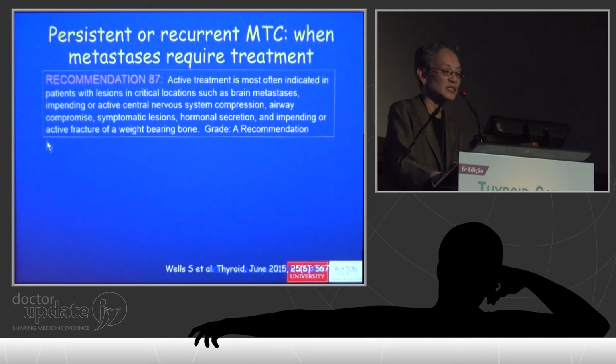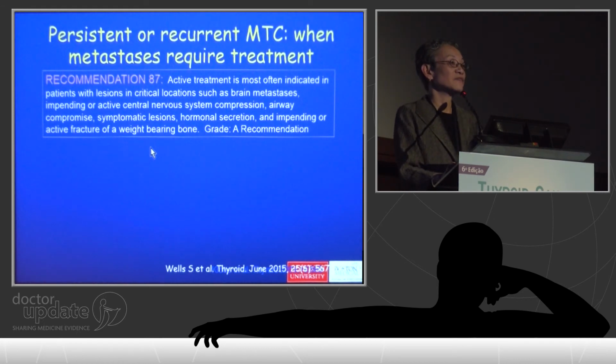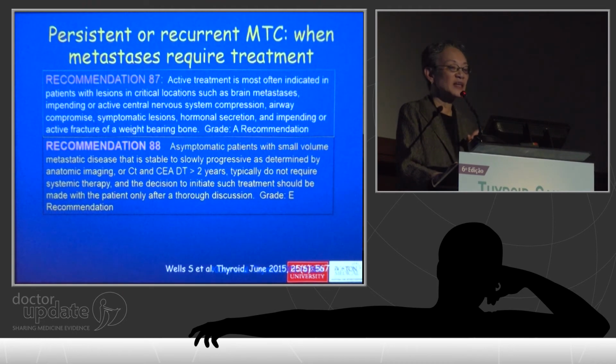So in terms of the recommendation of how you manage patients, treatment is indicated if the patients have lesions in critical places, in the brain, in the femur, in the spine, someplace that if there were progressive disease, the patient would have a significant morbidity or mortality. If asymptomatic patients have small volume disease, and that's where many of our patients are, they have this very slow doubling, maybe every 2, 4, 5 years there's a doubling, and their calcitonin just slowly marches up with time. You actually do not require systemic therapy. You can just watch that patient.